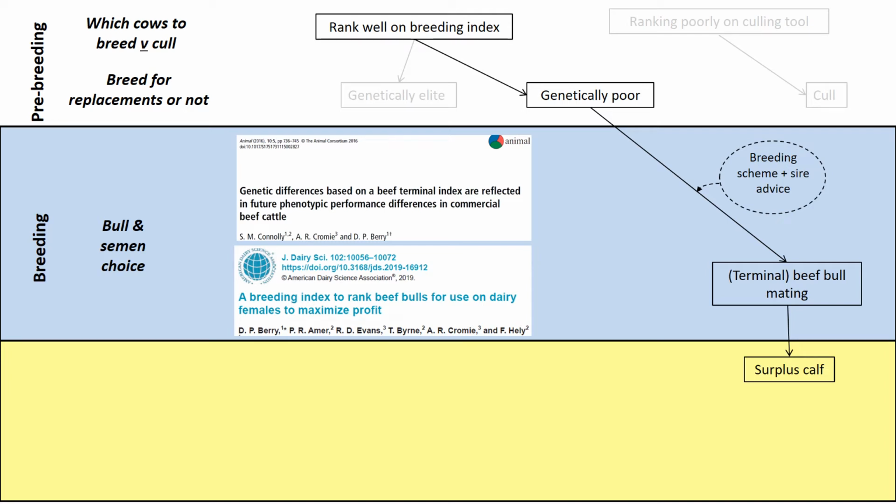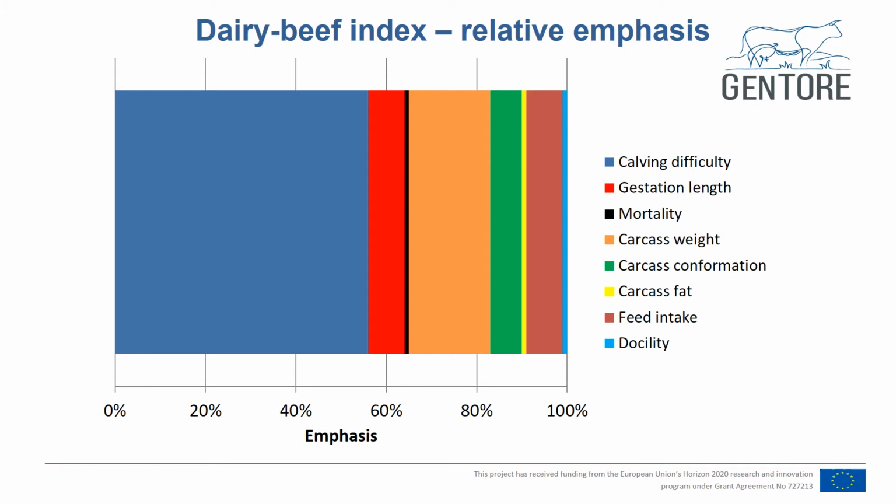One example is what we have developed in Ireland, called the Dairy Beef Index. This is just illustrating the emphasis within the Dairy Beef Index and the traits that constitute it. What we can see here is that around 64% of the emphasis in this index, which ranks beef bulls for suitability for use on dairy females, is on calving performance traits.